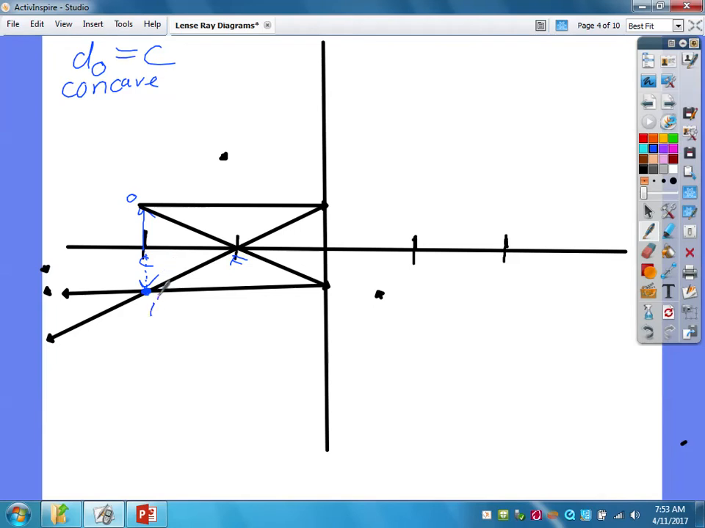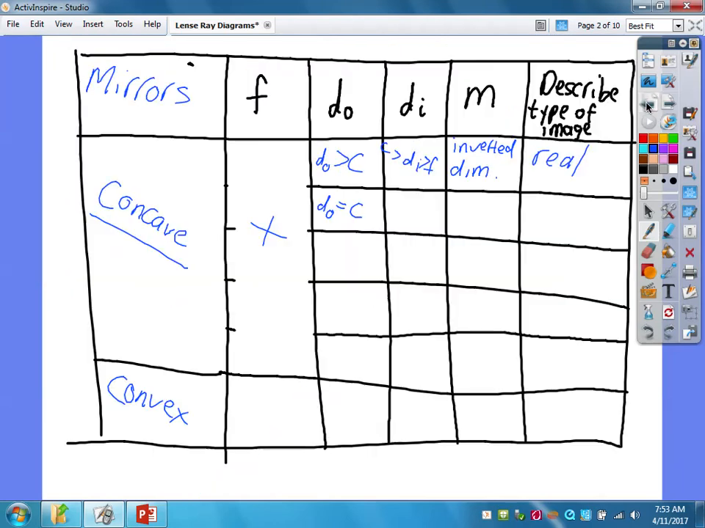So your image is right at C, so I would say this image is real because, again, it's on the left-hand side, positive DI. It is inverted. Now, this might be tough to see, but it turns out they will be the same size. Actually, the math will support that. They're going to be exactly the same size, and you would just say you're at C. The image distance is at C. So if we go back, when your object is at C, the image distance will equal C.